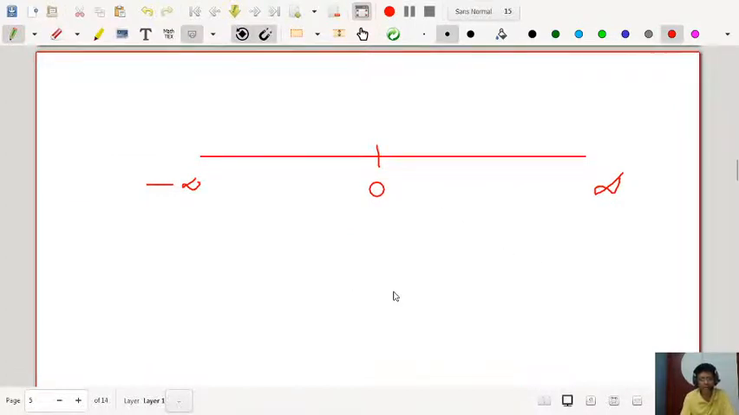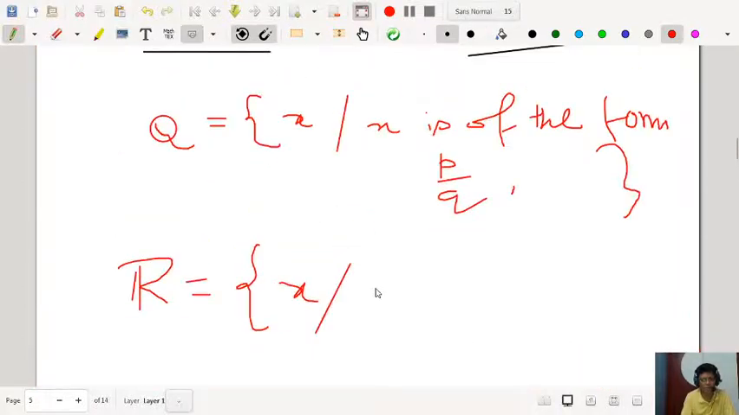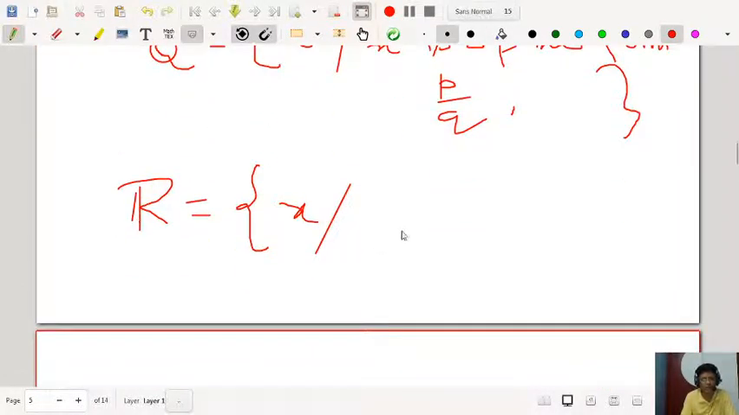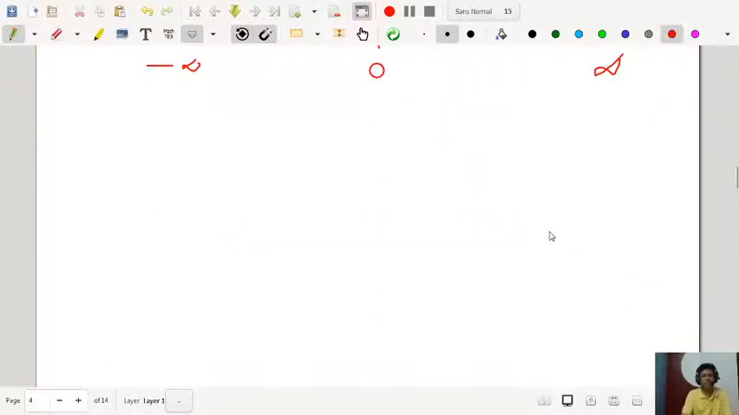Right? So, if I draw the region of the real number, let me write the real numbers first. So, what is R? R contains X. So, what is the property? Property is X is a real number. So, this is also set builder notation. Let me show you.